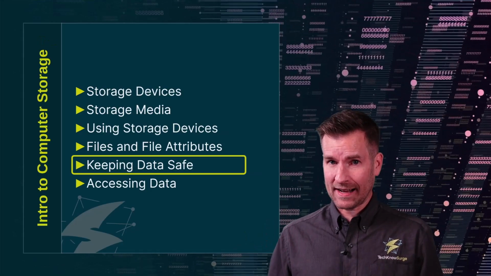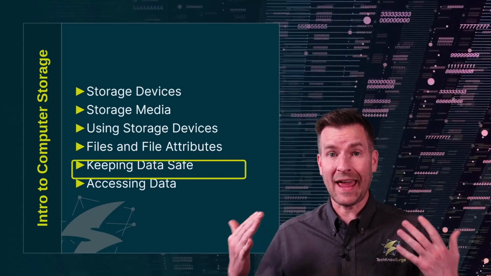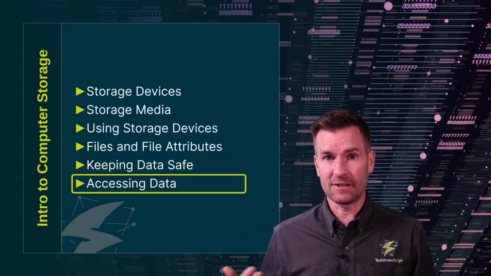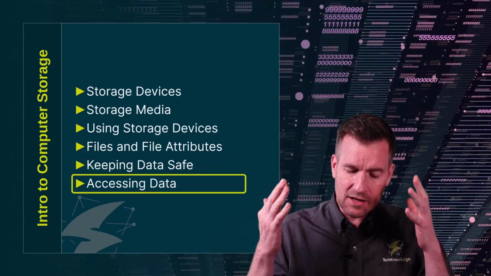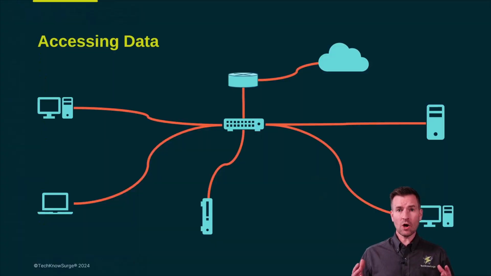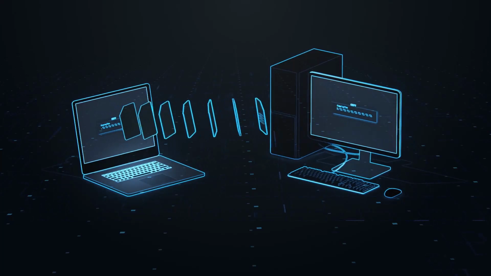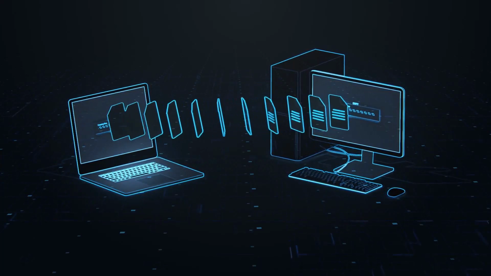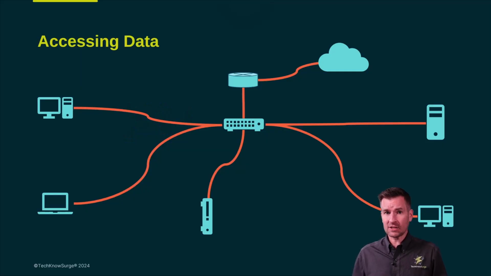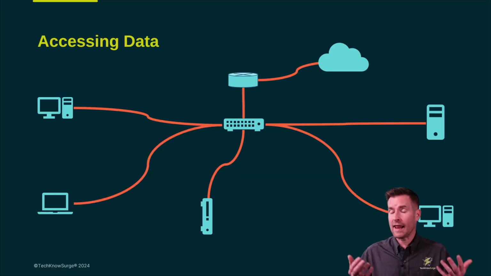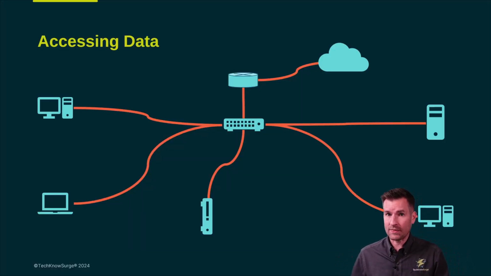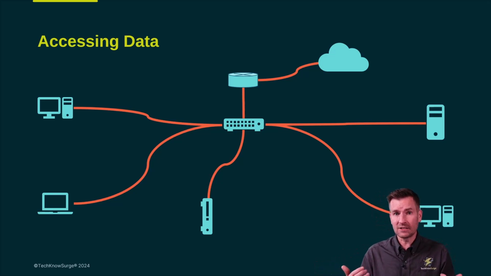And what we may want to do is be able to access our data from different devices. So then we're going to get into accessing data. We're going to go over how you could use your computer to share out information and files and folders with other devices on your network. We'll also learn what a file server is, what a network attached storage is, what cloud storage looks like, so that we can share out our files and folders with other devices or other people.